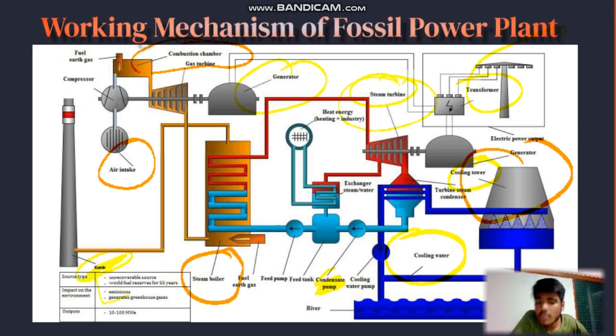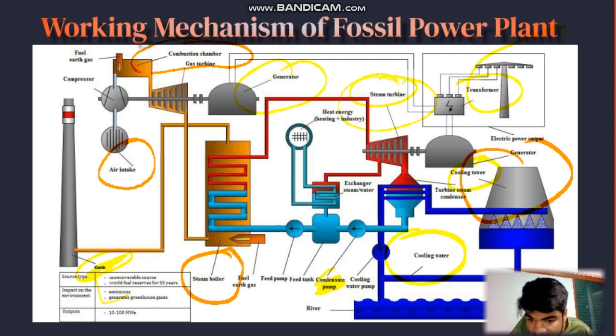So the brief idea about this component system is that in a gas turbine power plant, instead of the steam boiler, the compressor is used to compress the gas. The compressed air is mixed with the fuel in the combustion chamber, where it is ignited to produce high temperature gases. These gases then expand through the turbine, generating mechanical energy to drive the generator.